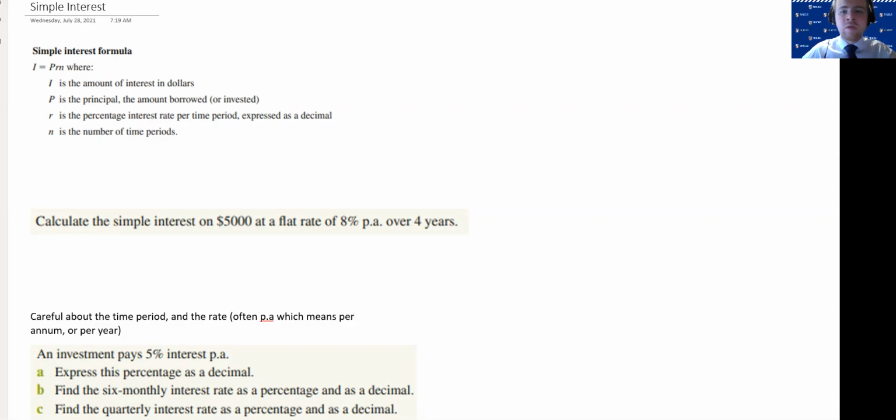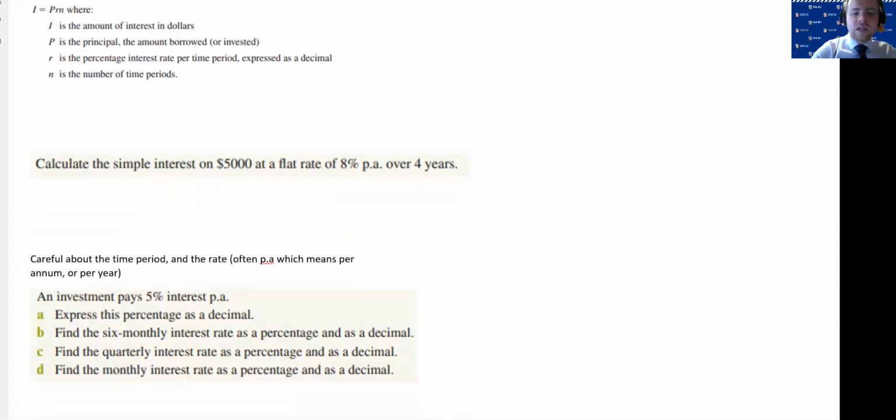So the rate at which interest is calculated is given, but the time cycle or the time period in which the interest is added on can vary. So we've got to be watchful of that, whether it is added on every year or every month or some other time period. Okay, so let's do an example here.